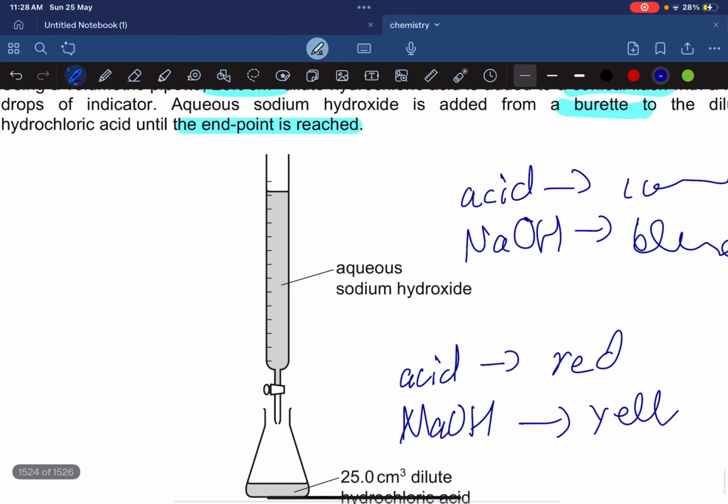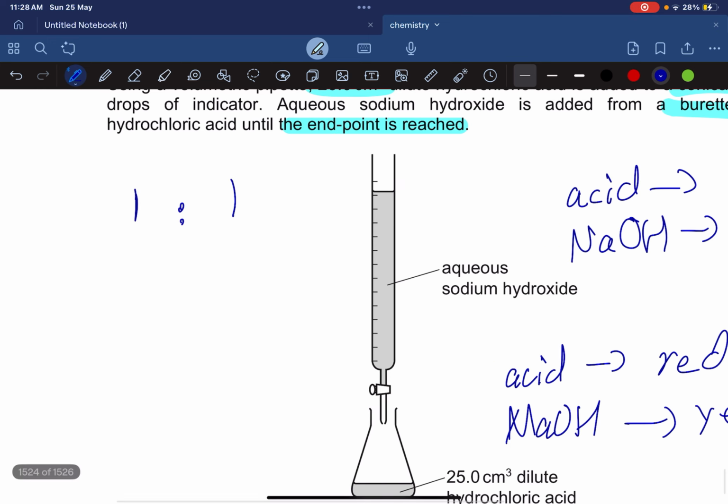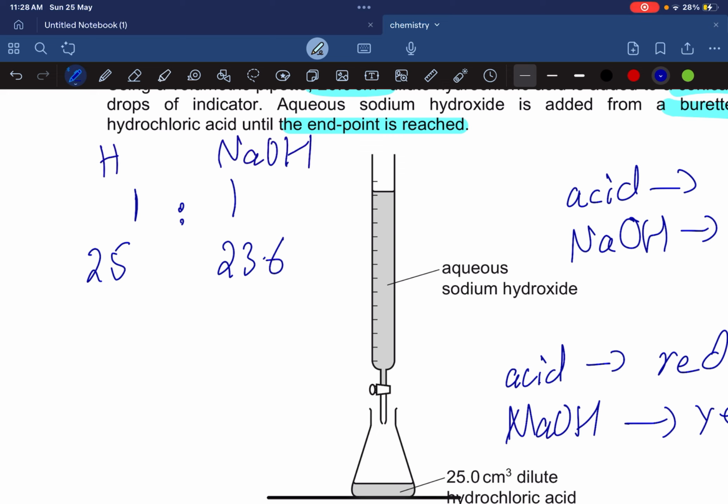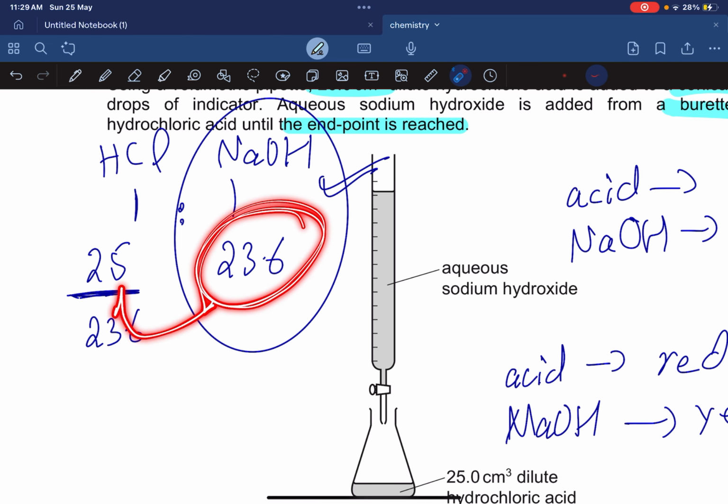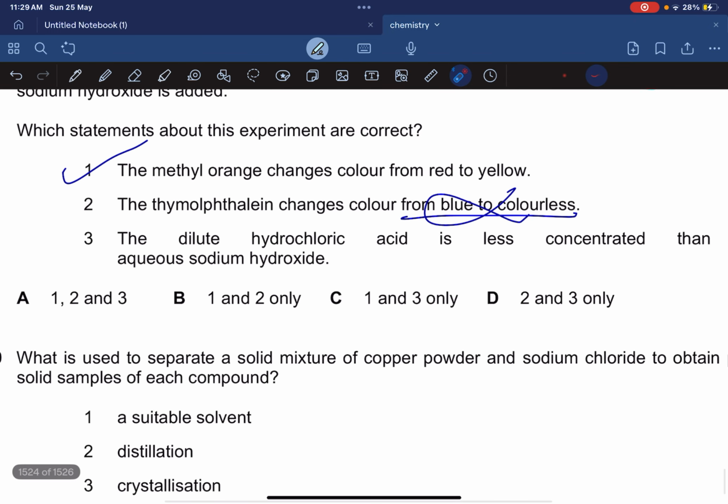See, 1 mole should react with 1 mole, but here 25 is reacting with 23.6 of NaOH, and here it is HCl. That means the NaOH is more concentrated because less volume of it is being used to neutralize the same amount. If it were also 23.6, then they would have been of equal concentrations, but right now NaOH is more concentrated and HCl is less concentrated, because less of it is being used to neutralize this. Less of it being used means it's more powerful, more strong. That's the key concept. So 3 is going to be correct. Hydrochloric acid is less concentrated, which makes options 1 and 3 correct.